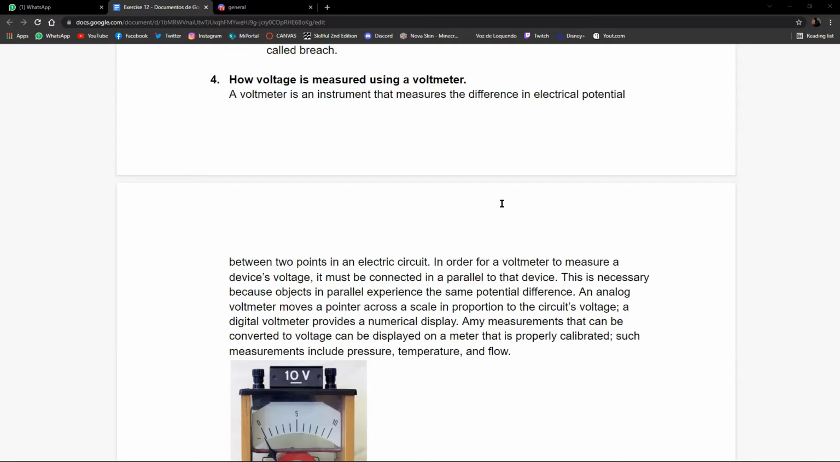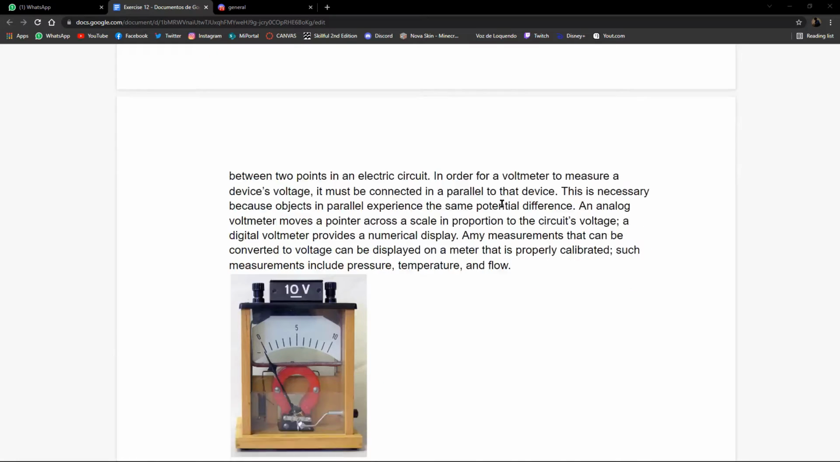An analog voltmeter moves a pointer across a scale in proportion to the circuit's voltage. A digital voltmeter provides a numerical display, and many measurements that can be converted to voltage can be displayed on a meter that is properly calibrated. Such measurements include pressure, temperature, and flow.